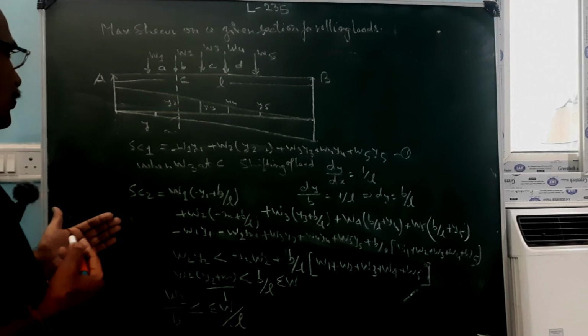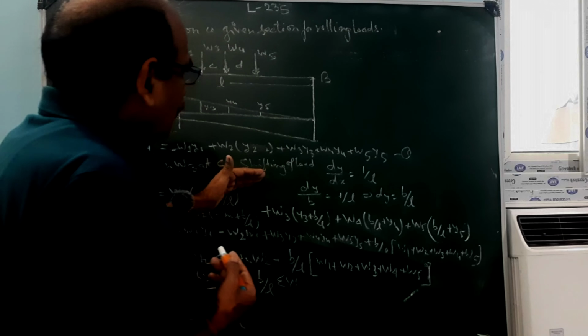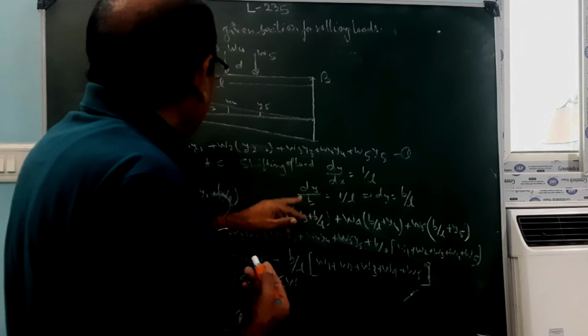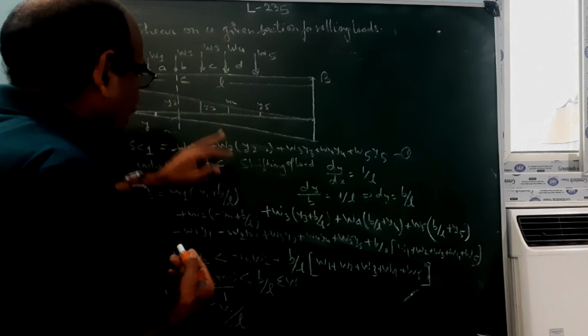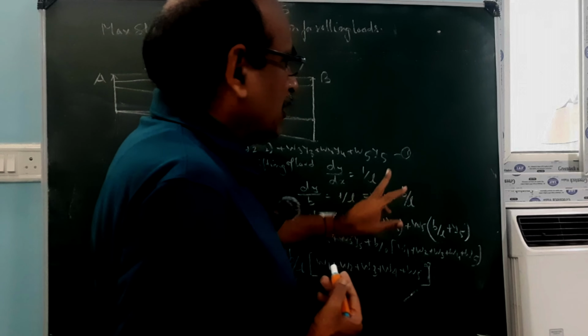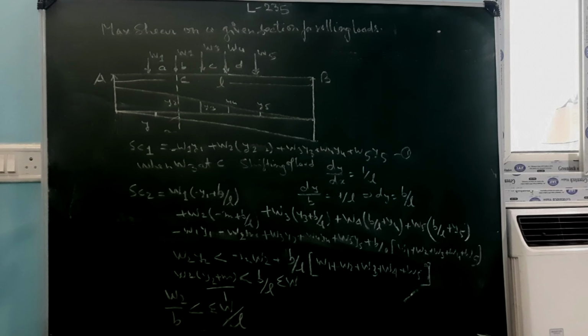Now we change the position. If you change the position by shifting the load, dy/dx is 1 by L. Suppose you shift by B, then the change in y over B is equal to 1 by L, so dy is equal to B by L. So there will be an increment of B by L in each ordinate.